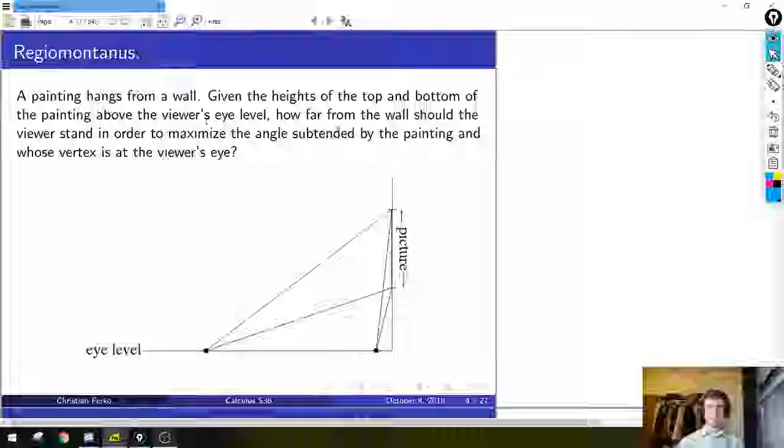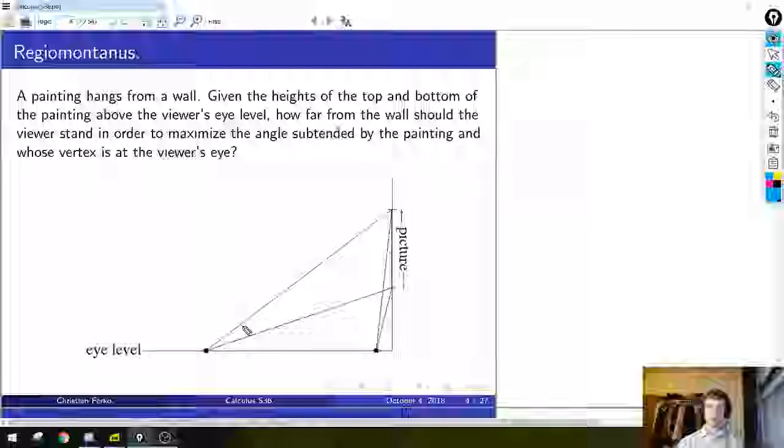And he proposed this very interesting question, which you can motivate by saying, maybe I'm staring at a picture. So if this picture or painting is hanging from the wall, with the vertical direction being the height, and we know the heights of the top and bottom of the painting above the viewer's eye level, so you have a viewer standing on the ground, and you know these heights of the bottom and top of the picture, you want to position the observer to maximize the angle subtended by the painting.